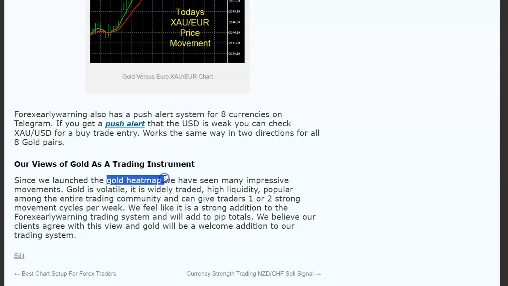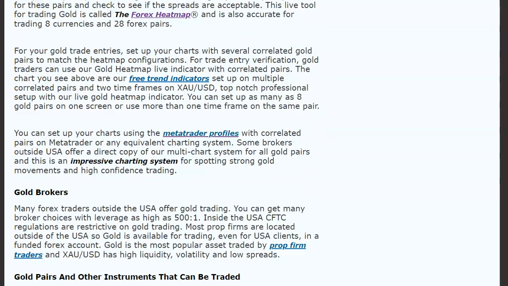The gold heat map is a super trading system. It has really exceeded all of our expectations, and we think you can get an extra 1 to 2 trades per week. So that would be about 7 to 10 extra trades per month on top of the 8 currencies and 28 pairs, Forex pairs that we currently trade.